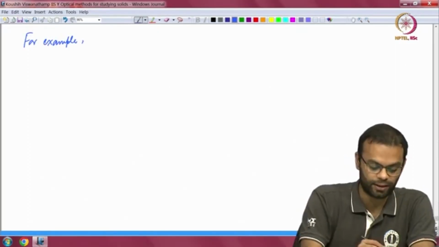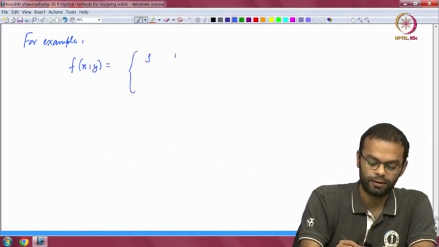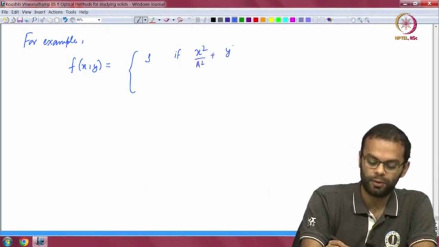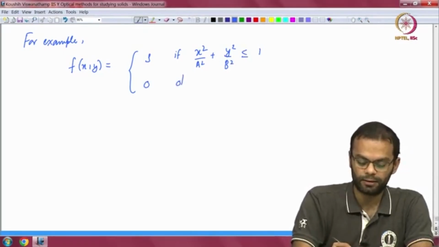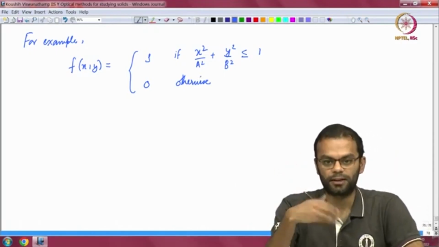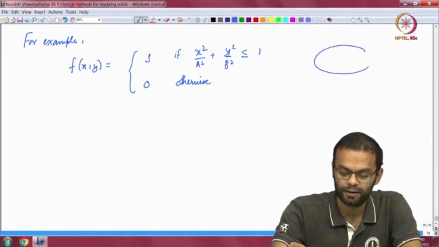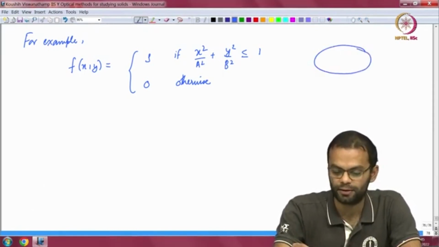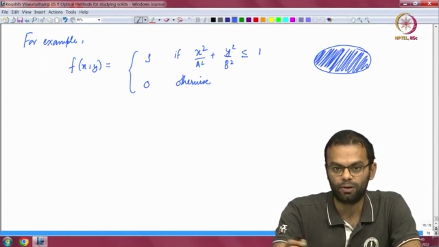clear for us. So let us say for example f of x y is equal to rho if x square by a square plus y square by b square is less than or equal to 1 and is 0 otherwise. So this is our function, this is our cross section function, it is basically an ellipse, it looks like this or like this depending on which of a or b is larger. Inside this it is constant, and outside this is 0.